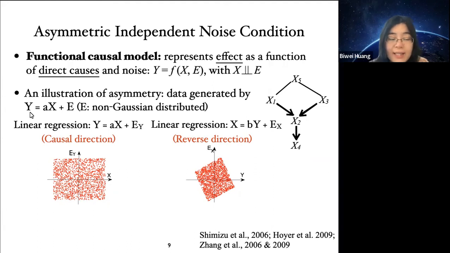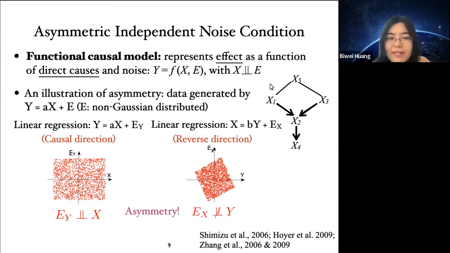We assume Y is linearly generated from X with a non-Gaussian noise E. In this example, we use a uniform distribution for E. In order to see the asymmetry, we fit a regression model both in the causal direction and in the reverse direction, and compare the independence between the predictor and the estimated residual in the two directions. The red dots here are the scatter plot of the predictor and the estimated residual. We can see that if we fit the regression model in the causal direction, the independence holds. But it doesn't hold in the reverse direction. So you can see we find asymmetry to determine the causal direction.